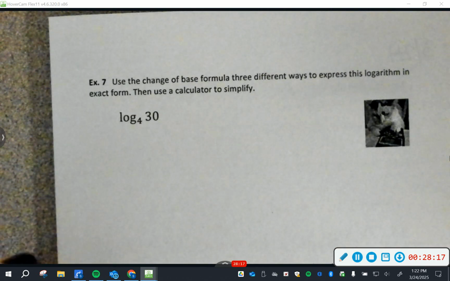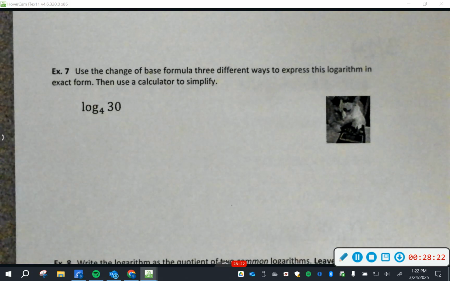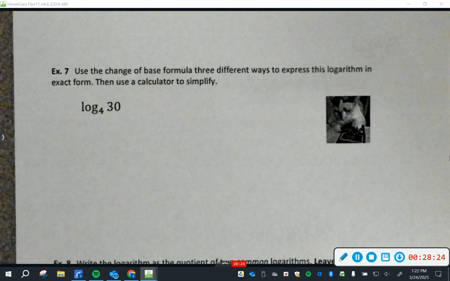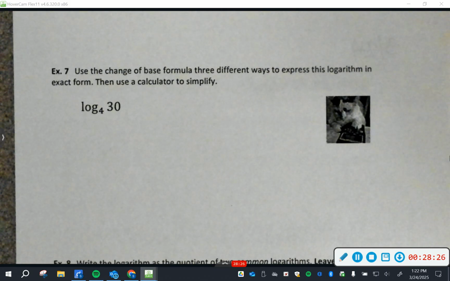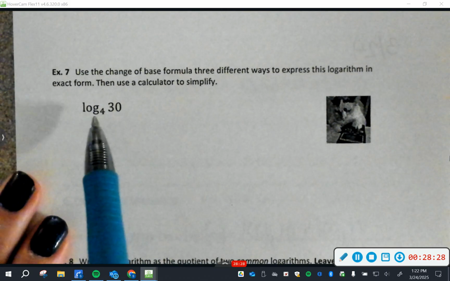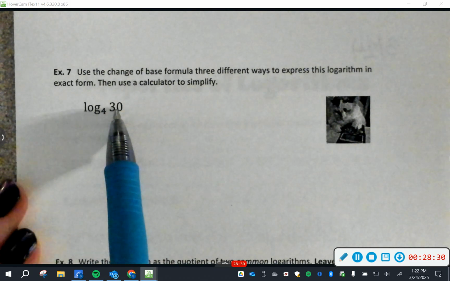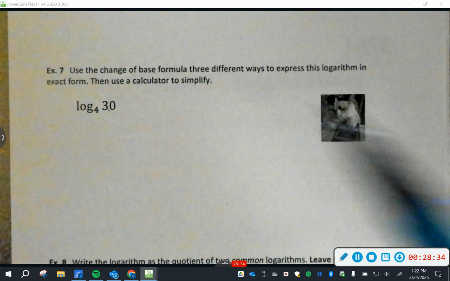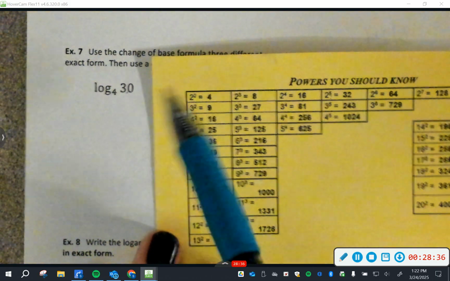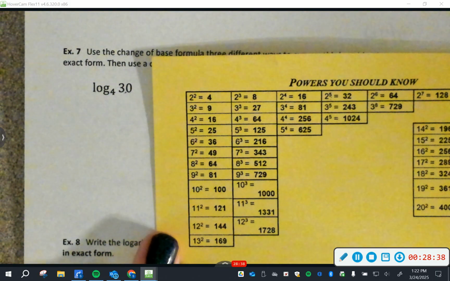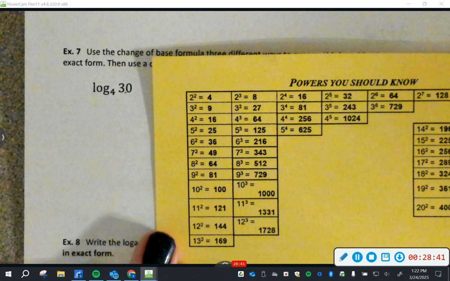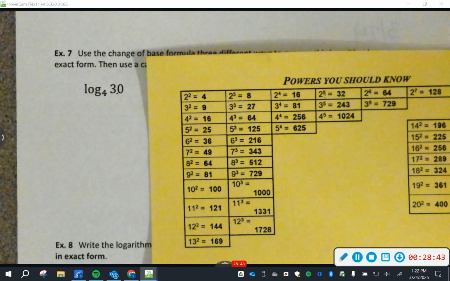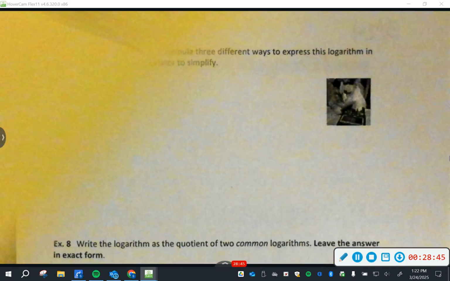Last thing we got to talk about are the logs that just do not work nicely. Okay? So log base 4 of 30. 4 to no power I can think of makes 30. And if I look at my power chart, I can't rewrite these as powers of the same base. So what do we do? Well, we need a calculator.